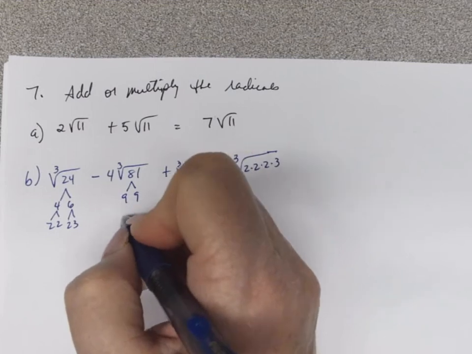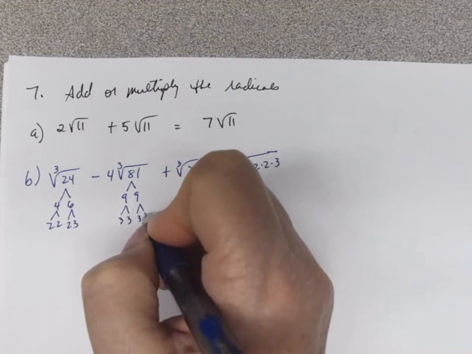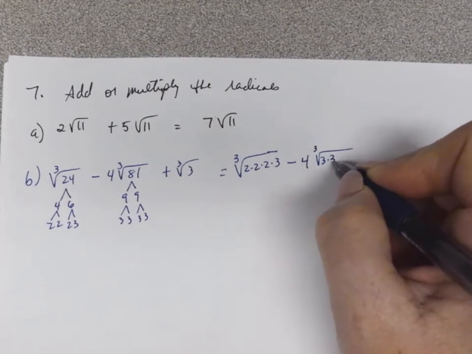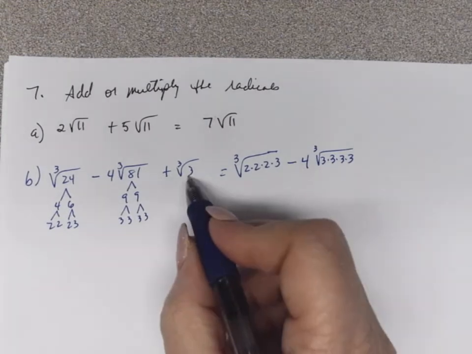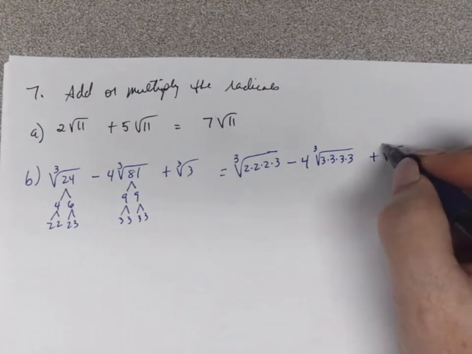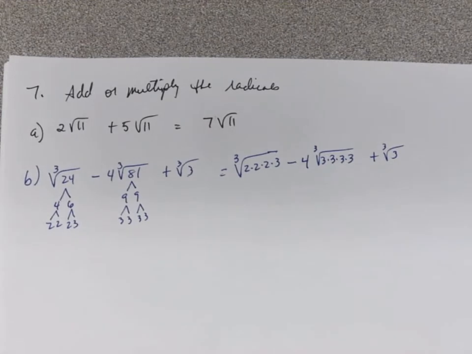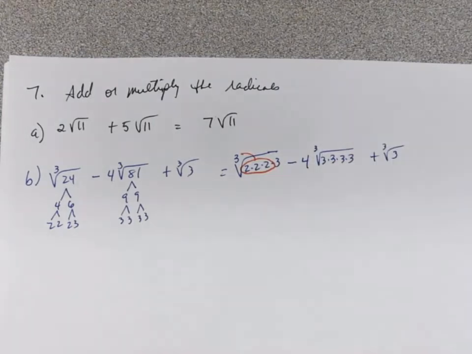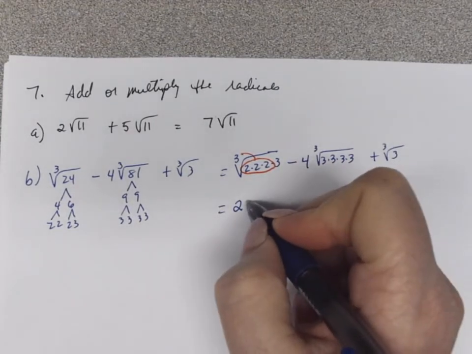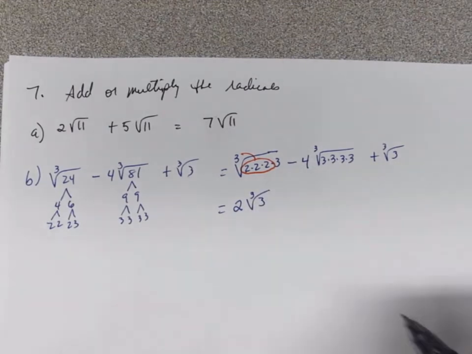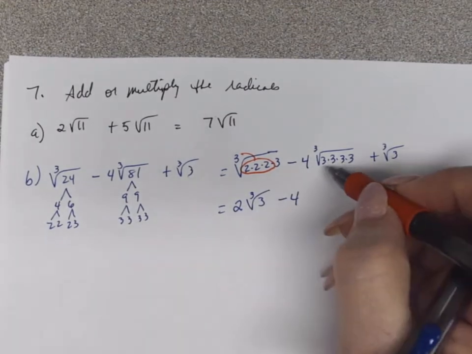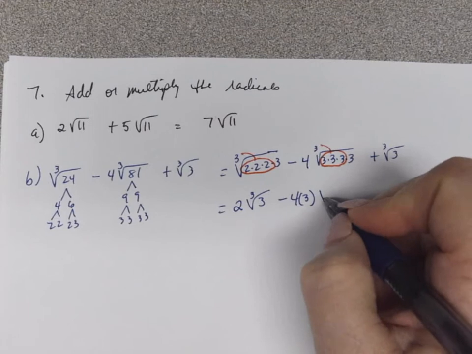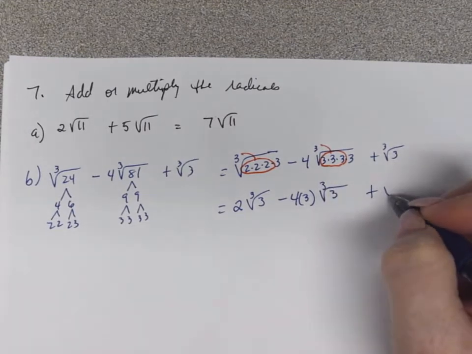81 would be 9 and 9, 3 and 3, and 3 and 3. So minus 4 cubed root of 3 times 3 times 3 times 3. And then this one, there's nothing to do with it. So it is cubed root of 3. So now we're looking for our groups of 3 of a kind. I have 3 2's here that will come out. And that will get me 2 on the outside, cubed root of 3 left. Minus 4, I have 3 3's that will come out. So times 3, cubed root of 3, and then plus our cubed root of 3.